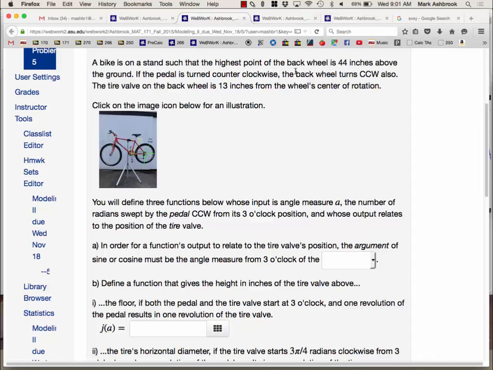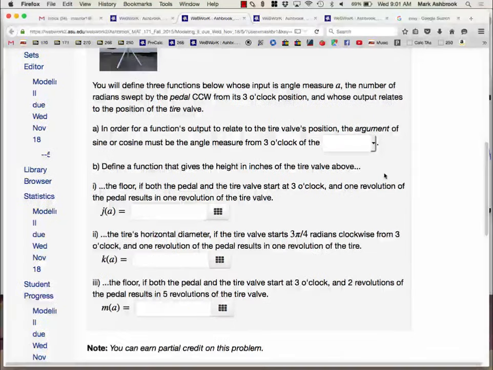The highest point of the back wheel is 44 inches above the ground. The tire valve is 13. So the radius is 13. The radius is 13, and the max from the ground is 44. Is that right? Let's just jot that down here. 13 inches, and the max, is that 44? 44 inches. That's from the ground.